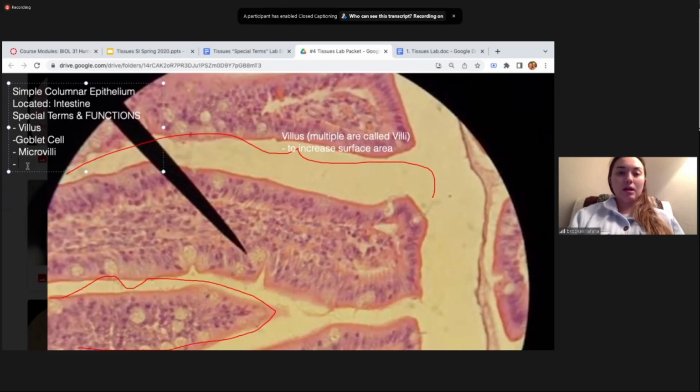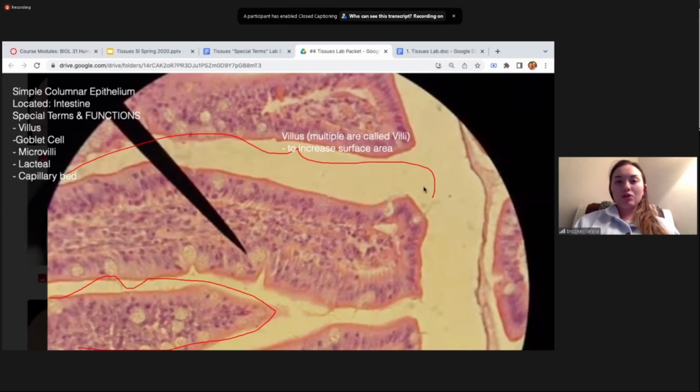Villus, goblet cell, microvilli, and then you should know the function of the simple columnar, the lacteal, and then the capillary bed. So I'll show those to you here. So we just labeled the villus, right? It's like these big finger-like structures and their function is to increase surface area.